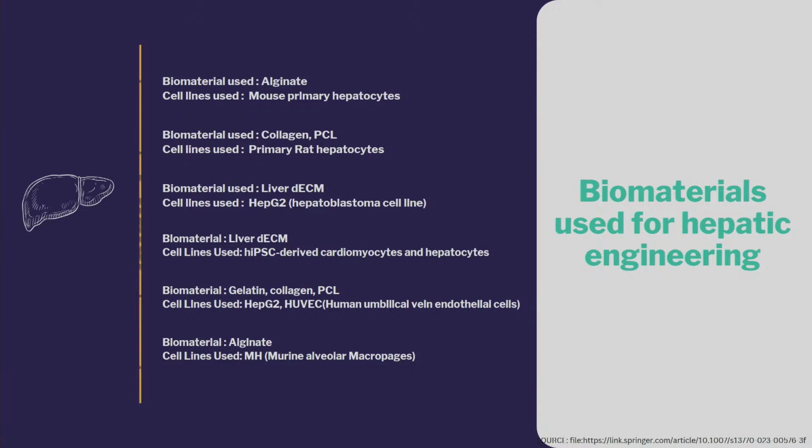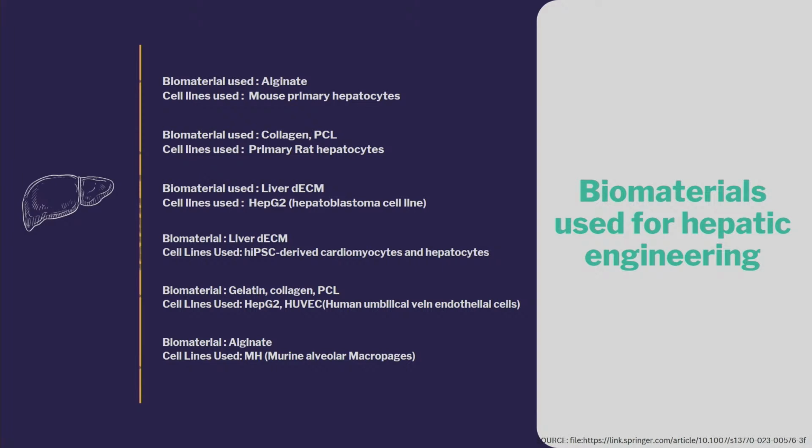There is a lot of research that has already happened in the field of liver tissue engineering. If you see here, the biomaterials that they have primarily used are alginate, collagen, PCL, liver dECM, then again collagen, gelatin, a blend of gelatin, collagen, and PCL. Along with the cell types, primary hepatocytes have been used with alginate. Then they have used HepG2 with liver dECM.